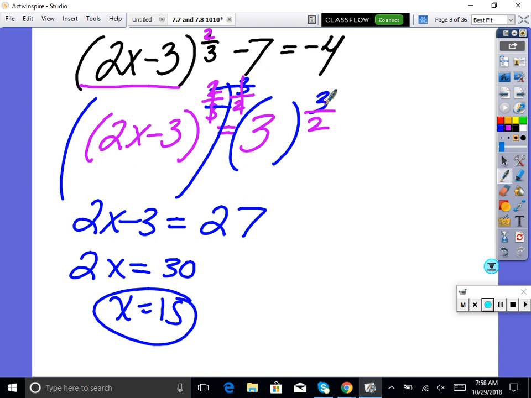3 cubed is 27, right? And then take the square root of that. This one I just made up on the spot, so it didn't come out very pretty, but it would on the whole number. It'd come out like a whole number.